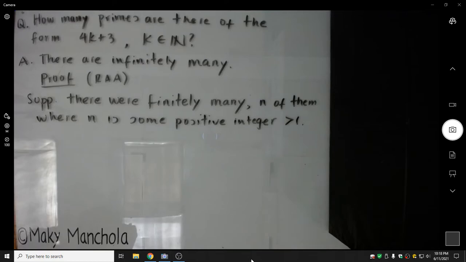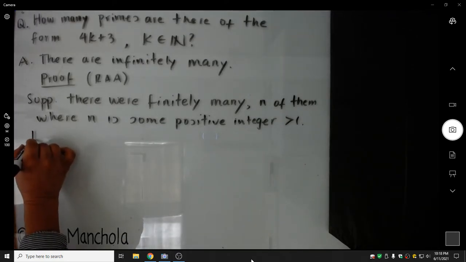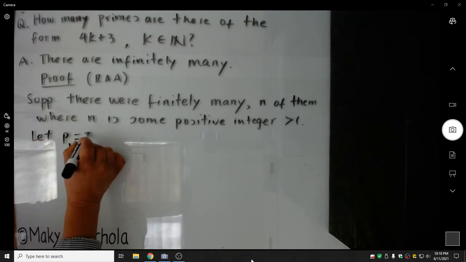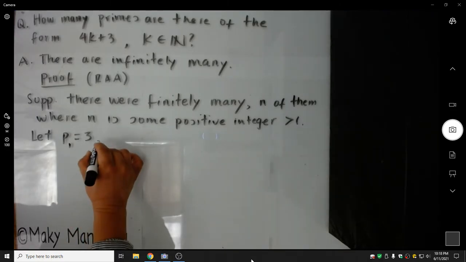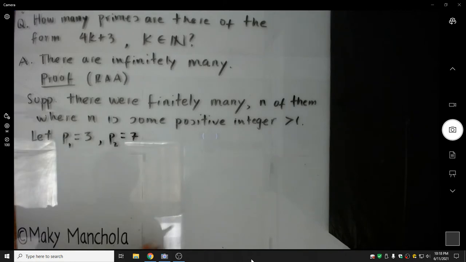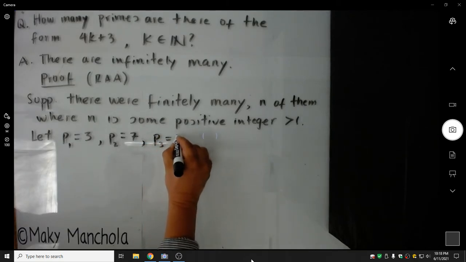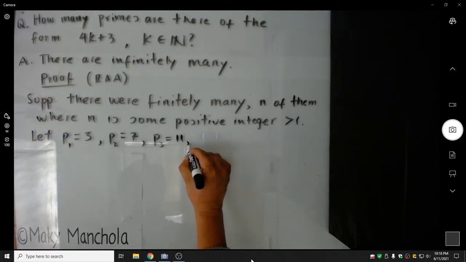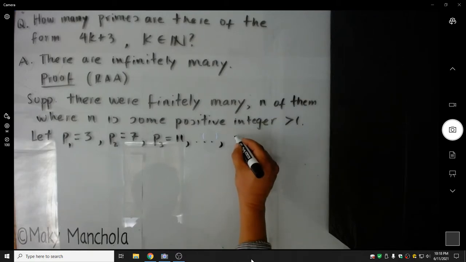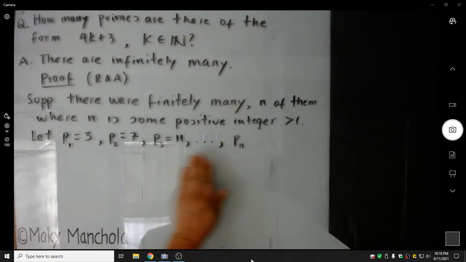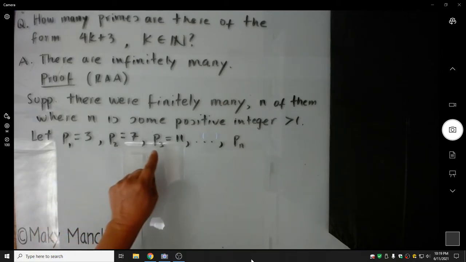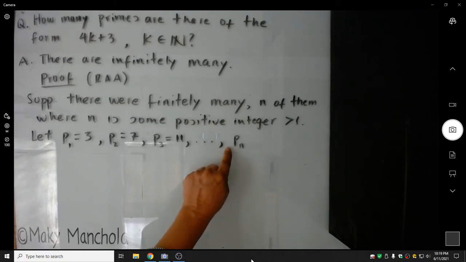Okay, so let's make a list. Let P1 equal 3, which is the first of such primes, happens when k is 0. P2, 7, which happens when k is 1. P3, 11, which happens when k is 2. And so on up to Pn, which will be our last prime. Now let's make the observation that in this list, P1 is less than P2 is less than P3, and so on up until Pn minus 1 being less than Pn.